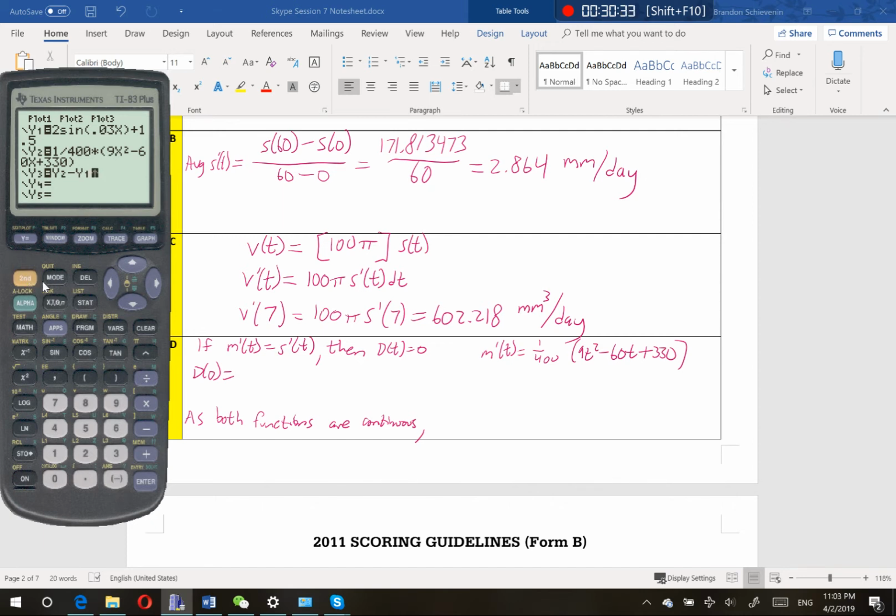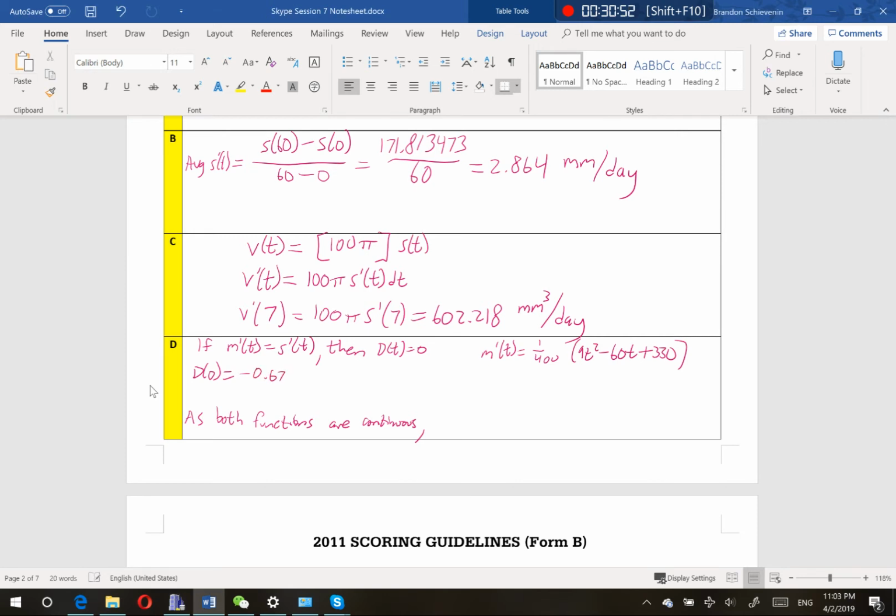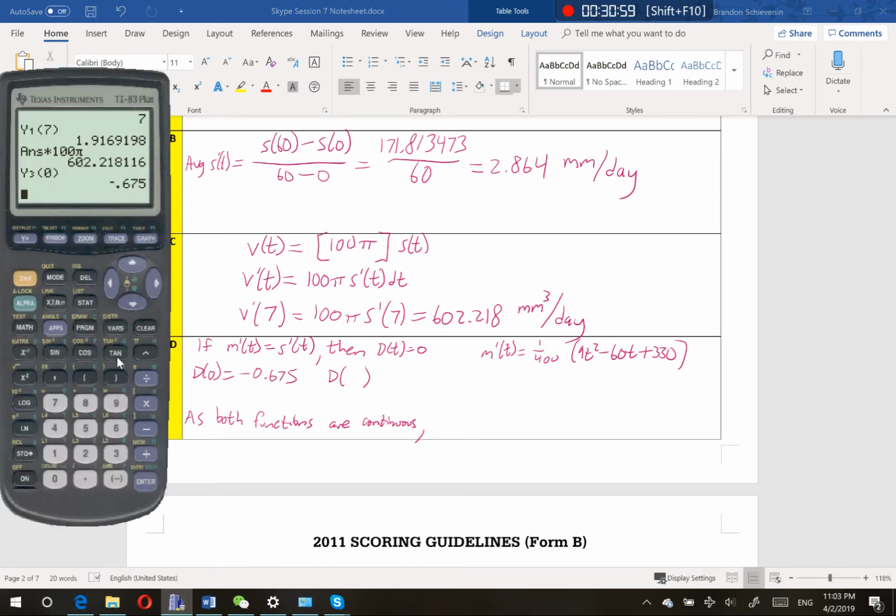So now I can break out and get that x value at 0. So variables, y variables, function y3, parentheses 0. So I'm plugging 0 into y3. When I hit enter, my x value is negative 0.675. Okay, then I'm also going to test my endpoint. So that's variables, y variables, function y3 at the point 60 is positive 69.377.